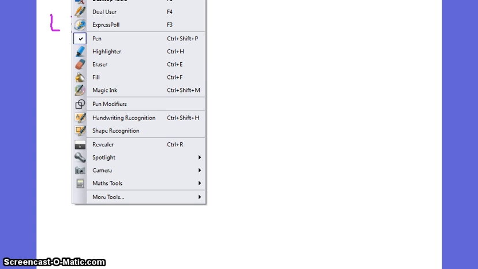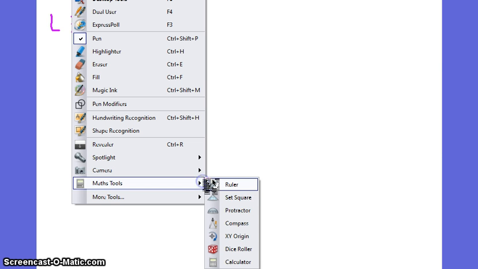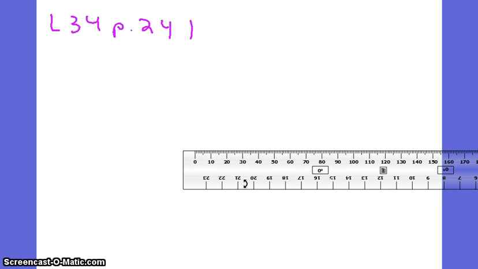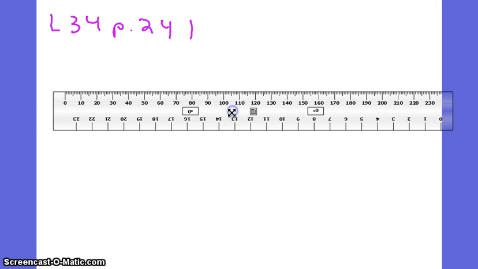Course 2, Lesson 34, page 241, decimal numbers on a decimal line. Very neat stuff here. Decimal numbers on a decimal line. And one of the things we could do is, let me put some stuff up here for you. Let's put a ruler up here. Let's move this over here. It's set the way I would like it to be.